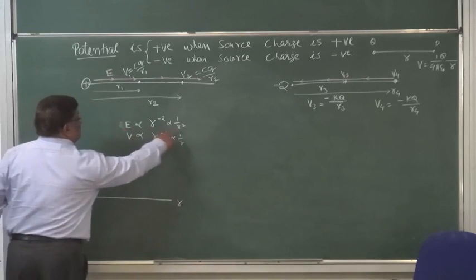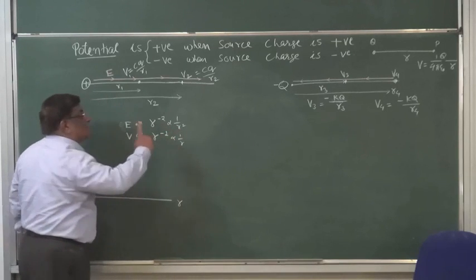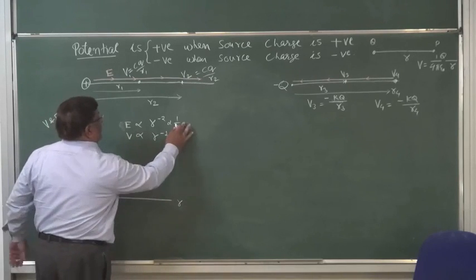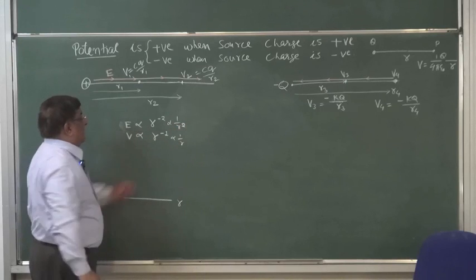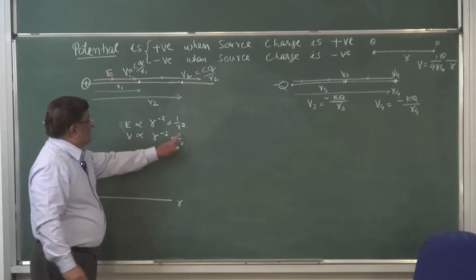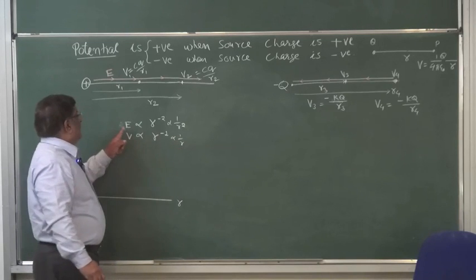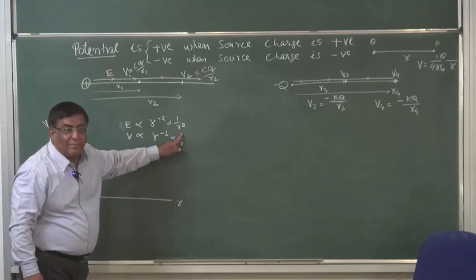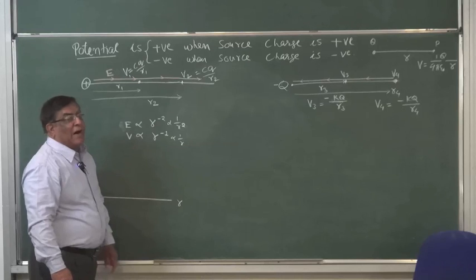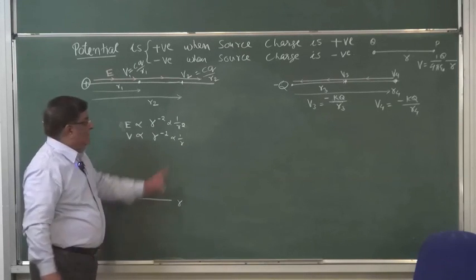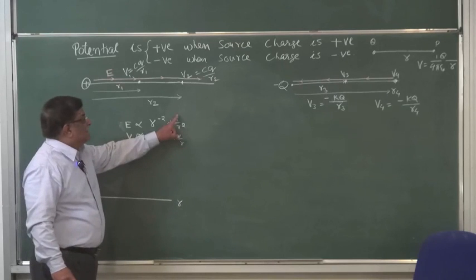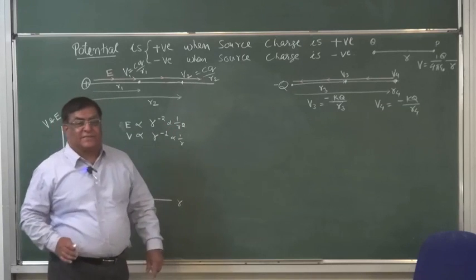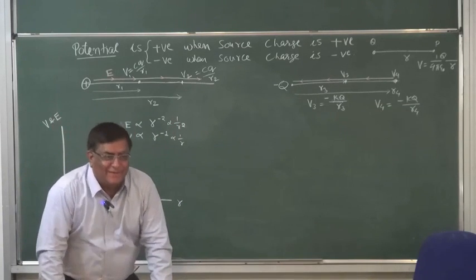With this you can make out, if we increase R 3 times, which will decrease more? The potential has decreased to 1 upon 3, and what happens to the electric field? R we have made 3, so this is 1 upon 3, and this is 1 upon 3 to the power 2, that is 1 upon 9. So which is depleting faster, E or V?